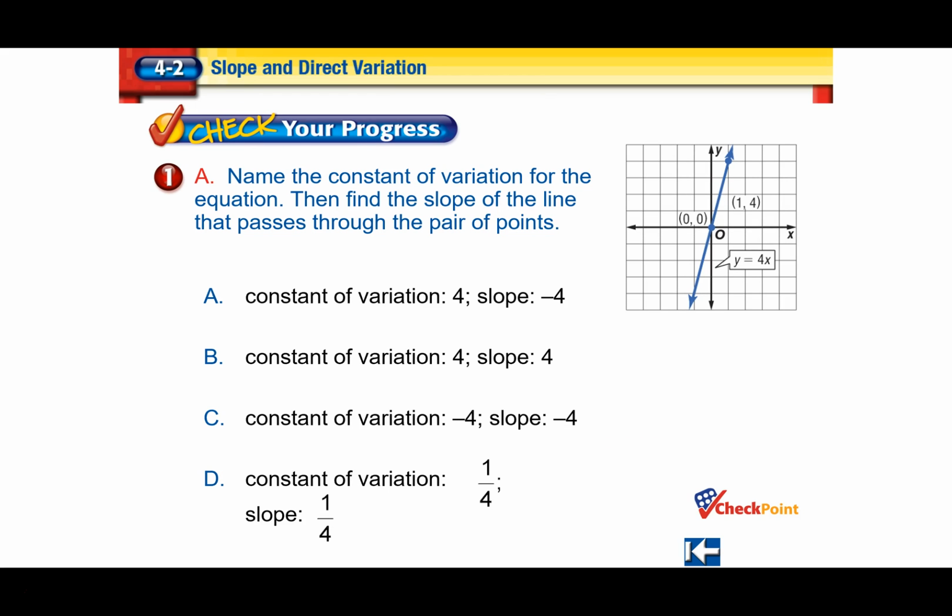All right, name the constant of variation for the equation, and then find the slope. Okay, so we can use our formula. I'm going to call this point 1, this is going to be point 2. So 4 minus 0 over 1 minus 0 equals 4 over 1, or 4. And so my slope is 4, my constant is 4, which is in here. So 4 and 4.